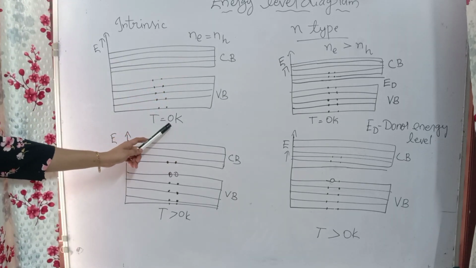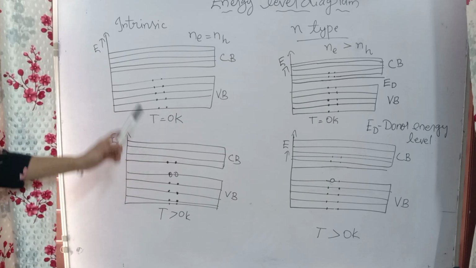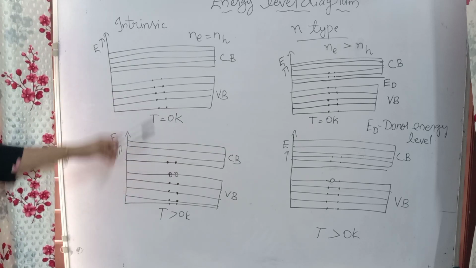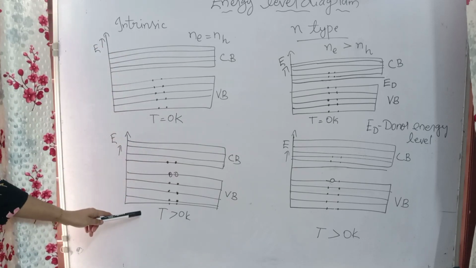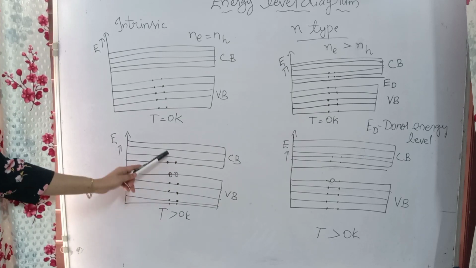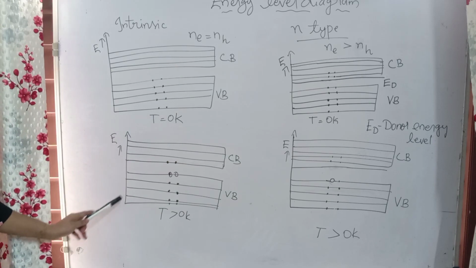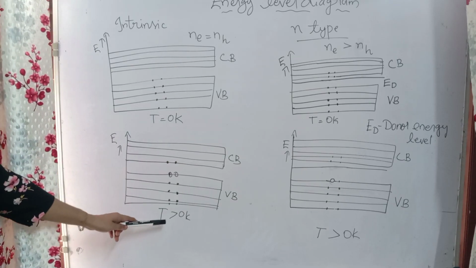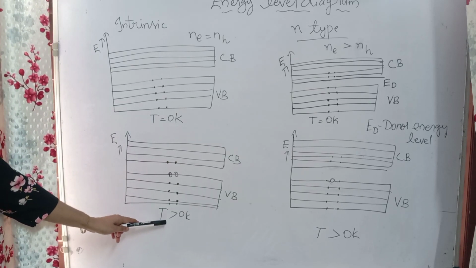Okay, so that is at 0 Kelvin, and when the temperature increases, what will happen to the intrinsic semiconductor? That we can draw here. So here we can see that this is the valence band and this is the conduction band. Here energy is taken, and this is the case of temperature more than 0 degrees.